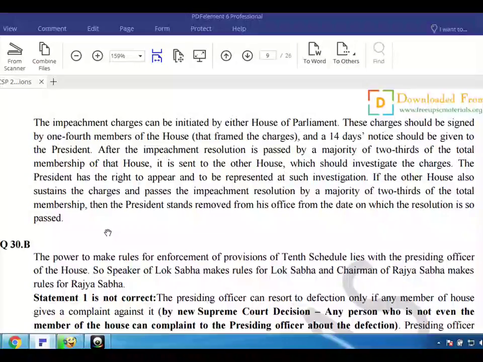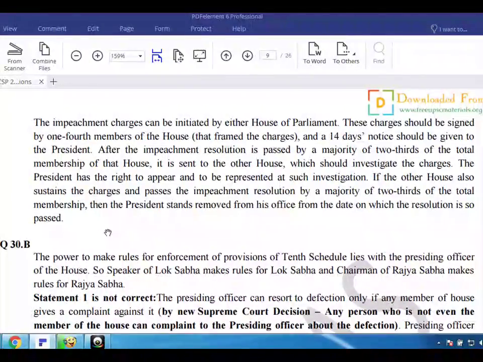After the impeachment resolution is passed by a majority of two-thirds of the total membership of that House, it is sent to the other House, which should investigate the charges. The President has the right to appear and to be represented at such investigation. If the other House also sustains the charges and passes the impeachment resolution by a majority of two-thirds of the total membership, then the President stands removed from his office from the date on which the resolution is so passed.